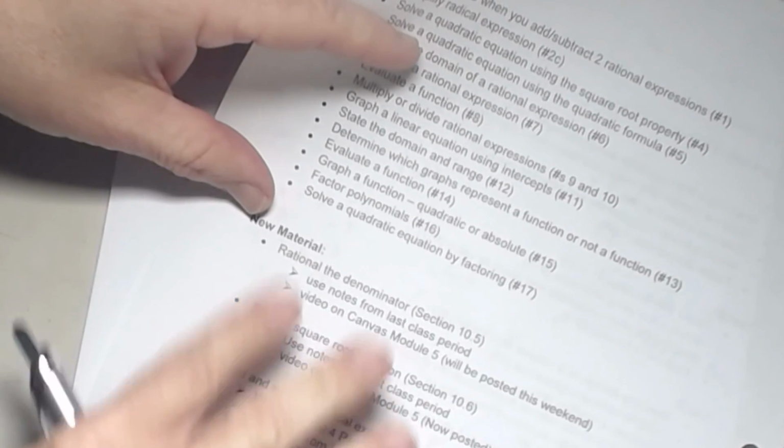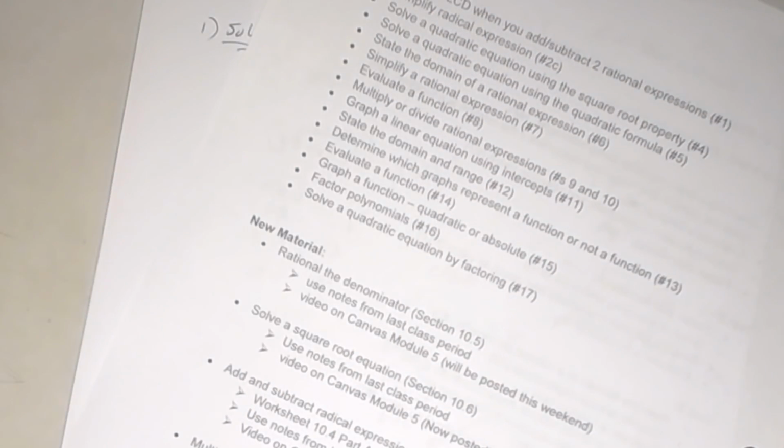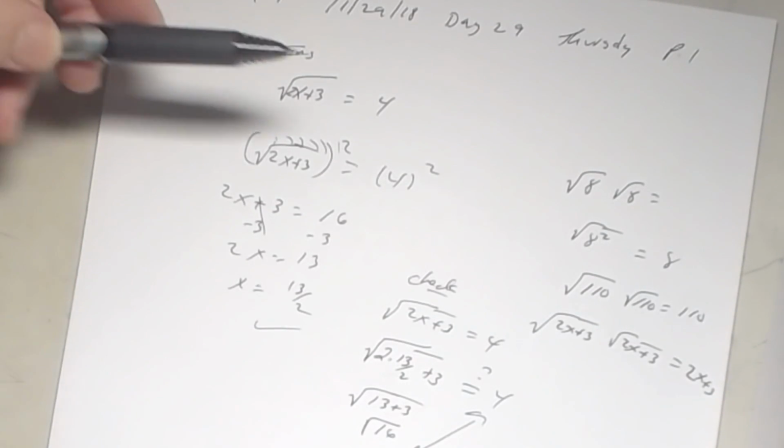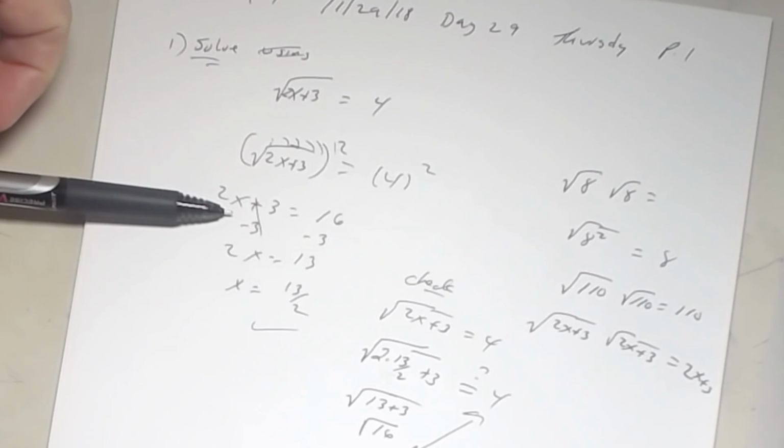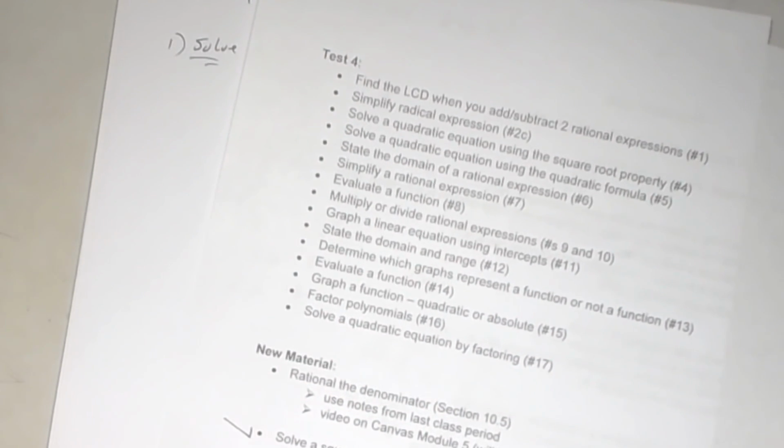So if you need to go back and review this, keep in mind that video goes beyond what's on the final. If you looked at it, about the first 15 minutes covered what was on the final. The last part was where you went from a radical equation to a quadratic. But on your final, it's going to be linear. All right, so that takes care of this one.